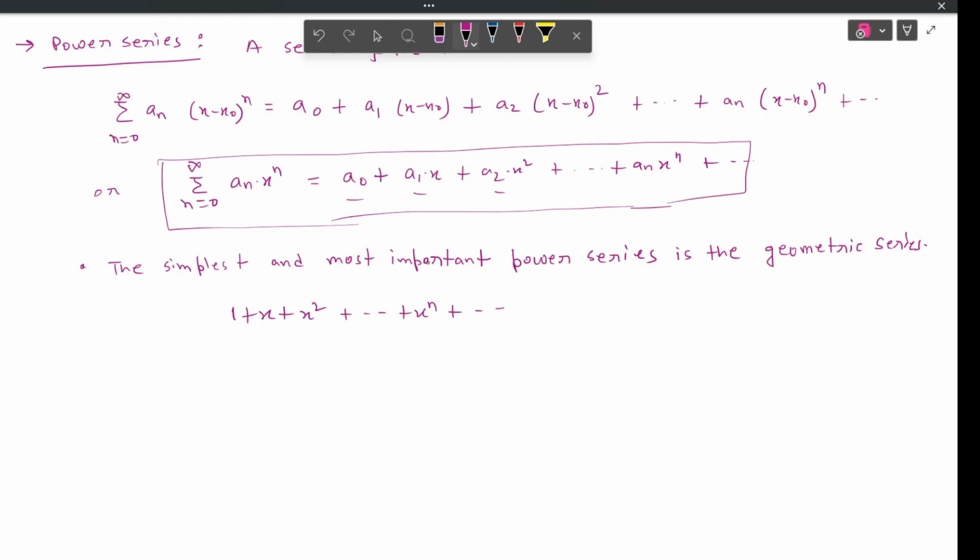So from all this discussion, it is evident that the above geometric series is convergent when mod of x is less than 1. Okay, this converges, or convergent we can say, if x lies between -1 to 1, and it diverges if x is greater than or equal to 1, and it is oscillatory if x is less than -1.